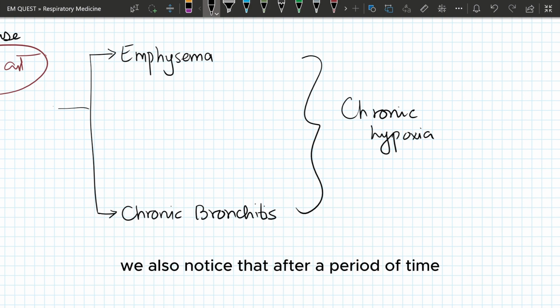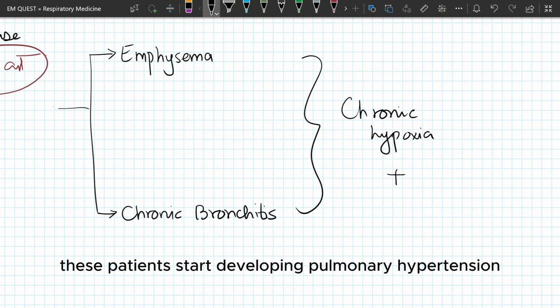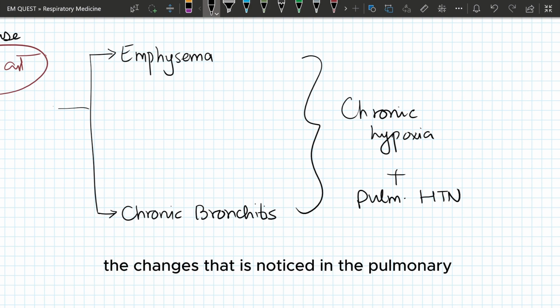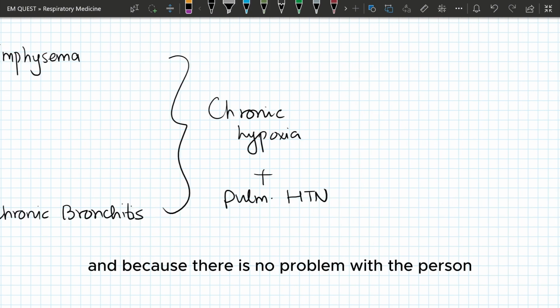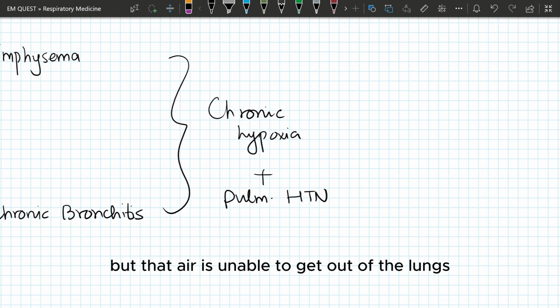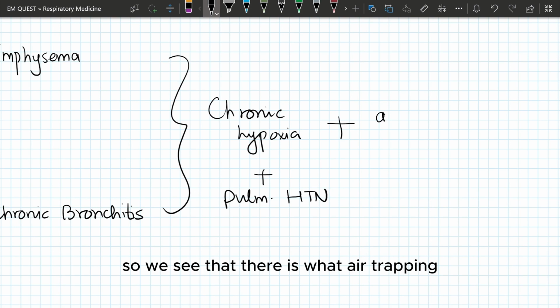We also notice that after a period of time, these patients start developing pulmonary hypertension. And this is because of the changes that are noticed in the pulmonary vasculature and the surrounding structures. And because there is no problem with the person breathing in air, the person breathes in air, but that air is unable to get out of the lungs. So we see that there is what? Air trapping.